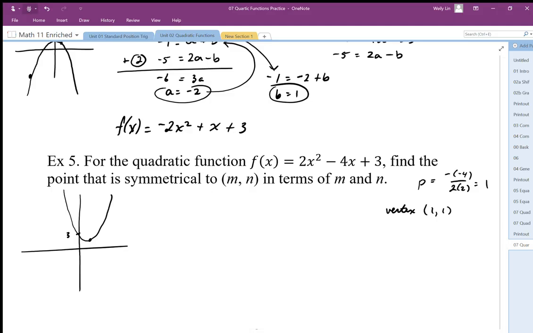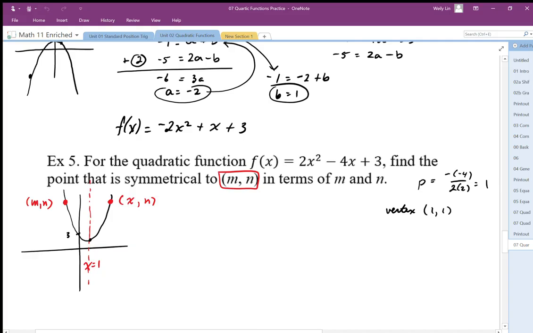Now, where do I draw it then? Well, essentially I can draw it anywhere I want. So I'm just going to draw it in a convenient spot here. I'm just going to say that (m, n). And what am I looking for? I'm looking for this coordinate here, which I'll call (x, n). Okay, and we know that that point must be symmetrical across x equals 1. So how do I find the location of this coordinate when I don't even know the numbers for this?